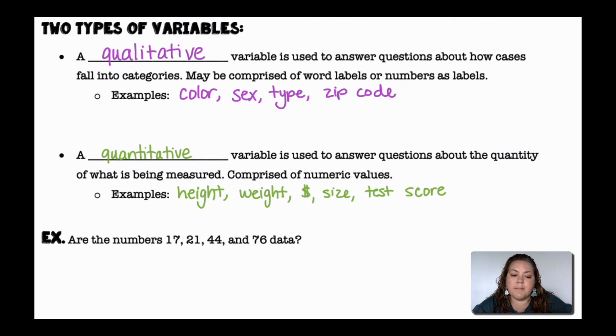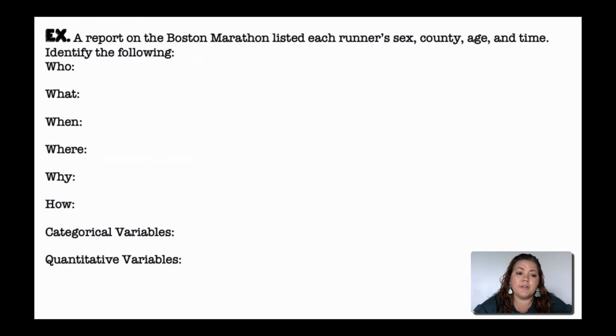All right, our first example: are the numbers 17, 21, 44, and 76 data? The answer here is no, because data must have context. These are just digits.